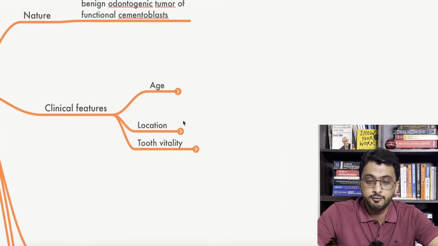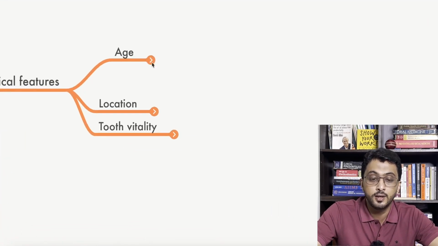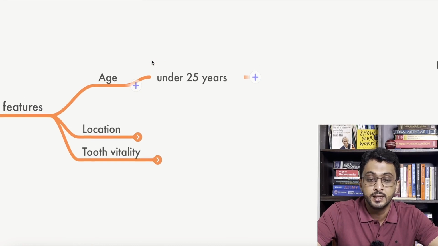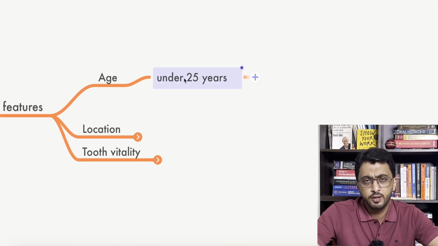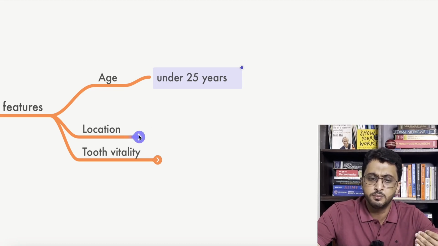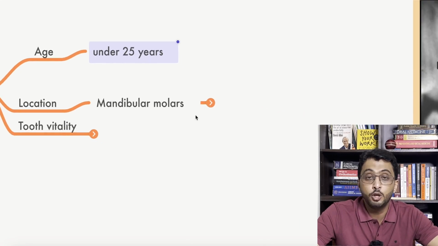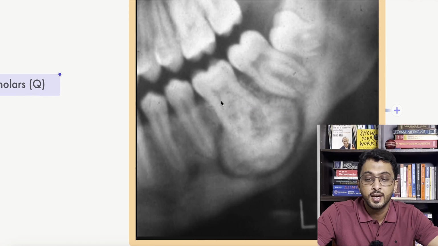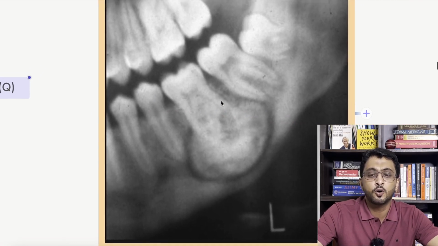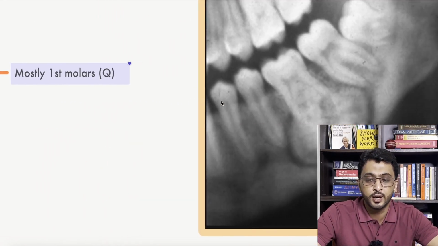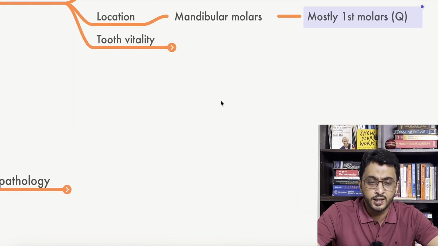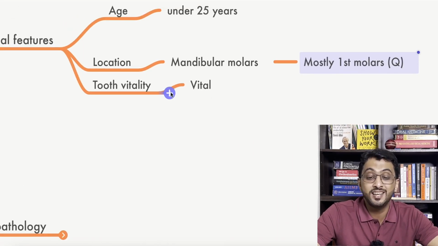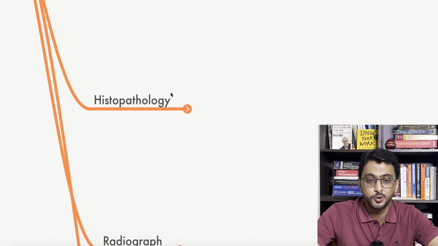Now clinical features, I already told you a few very important things: it comes under age of 25. It's a young patient majorly. Even your cementoma is also young, but when it comes to your osteomyelitis type and all those, it becomes a little older. Location, mandibular molars, mostly first molars. We already saw this lesion, isn't it? I'll come to the radiographic part. So it's a molar. Tooth vitality is vital. Please note here, tooth is vital.